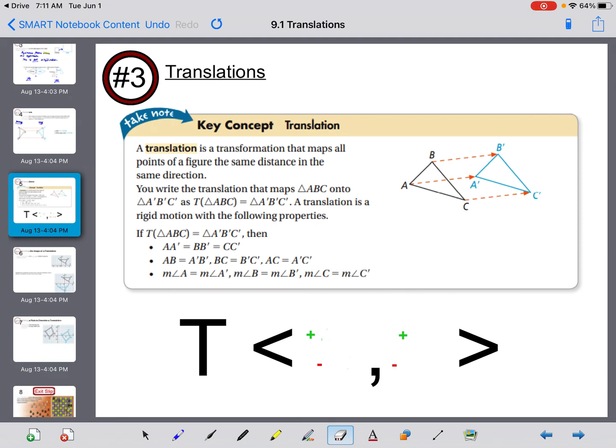Okay, translations follow rules, okay? This is a lot of stuff here, but this is what it looks like, okay? Translation T, and then you have 2 numbers, one in the front and one in the back. And if that number is positive in the front, you move right. If it's negative, you move left. If it's positive in the back, you move up, or negative in the back, you move down, okay?